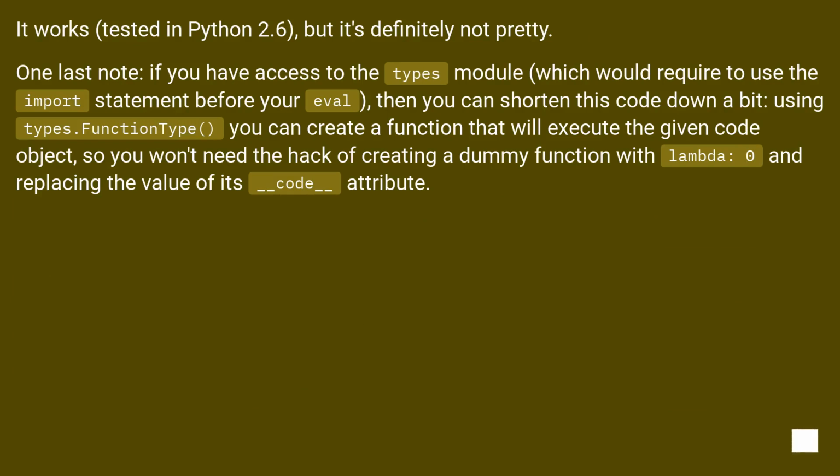It works, tested in Python 2.6, but it's definitely not pretty. One last note: if you have access to the types module, which would require you to use the import statement before your eval, then you can shorten this code down a bit. Using types.FunctionType, you can create a function that will execute the given code object, so you won't need the hack of creating a dummy function with lambda: 0 and replacing the value of its __code__ attribute.